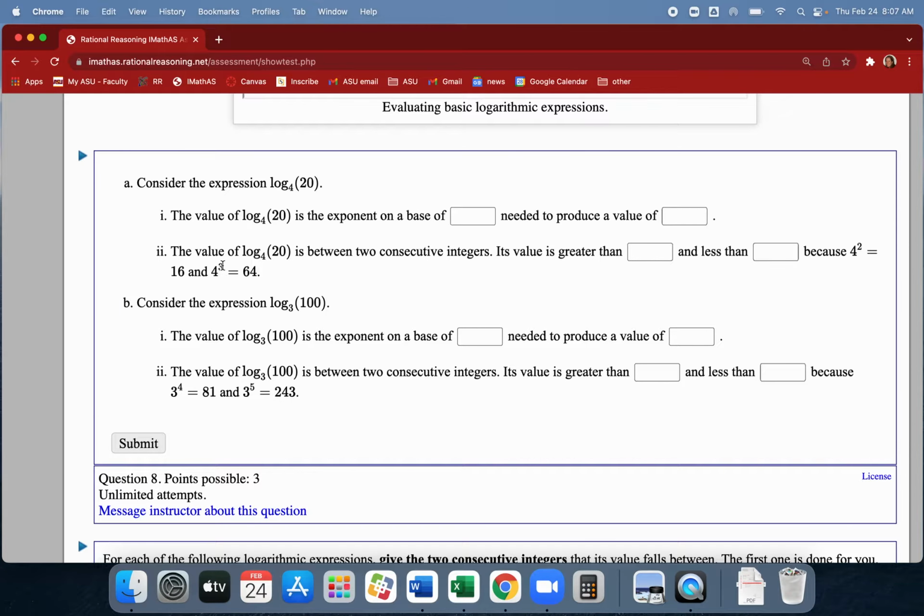The value of log base 4 of 20 is an exponent on a base of 4, needed to produce a value of 20, right? What we want to do is estimate it to be between two integers. Say, well, it's got to be bigger than something and smaller than something else. So if I'm thinking 4 to what power makes 20, what two whole numbers is that going to be between?